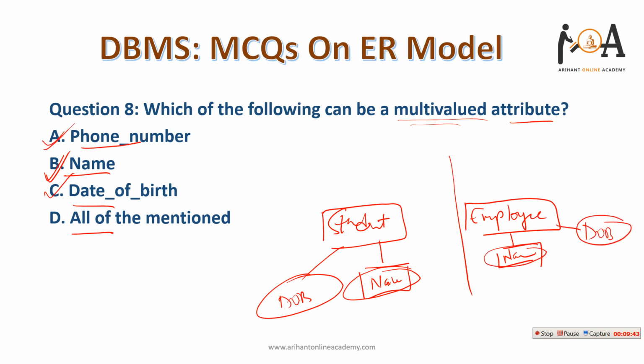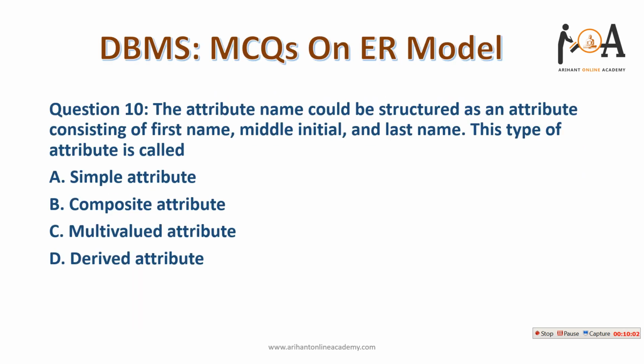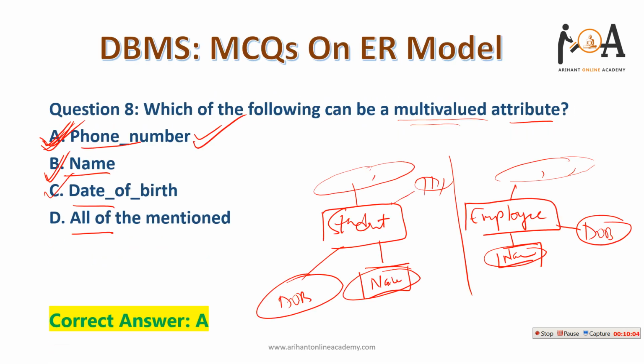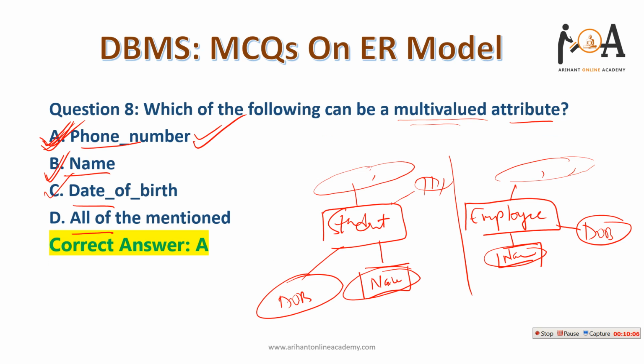But phone number may be multi-valued, because a student may have two mobiles, a student may have two sim cards, an employee may have more than two sim cards. So in that case, many phone numbers can be added to an employee or any person. So phone number is considered as a multi-valued attribute. So option A is the correct answer, guys.